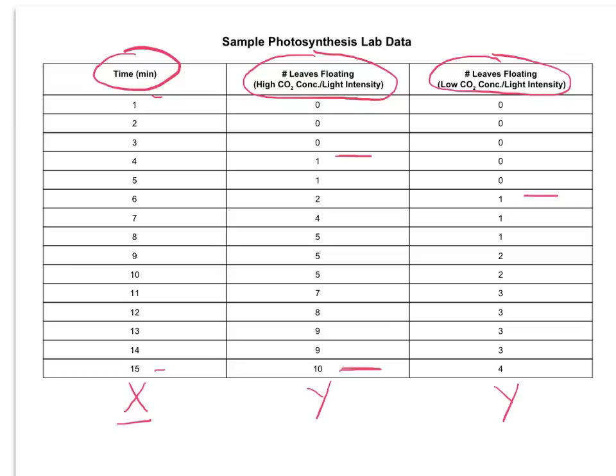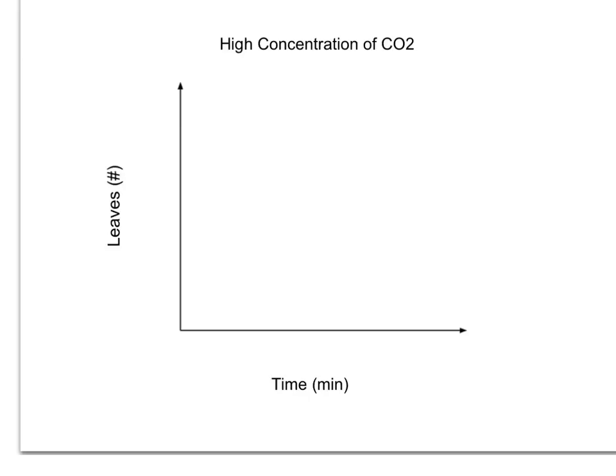While in the low concentration or low light intensity, we only got 4 to float in the 15 minutes of data collection. So again, let's take a look now at how we will be graphing these. Let's now graph the high concentration of CO2, or if you're working with light intensity, that's what you're going to be graphing here. All right? So this could be either your high concentration or high intensity.